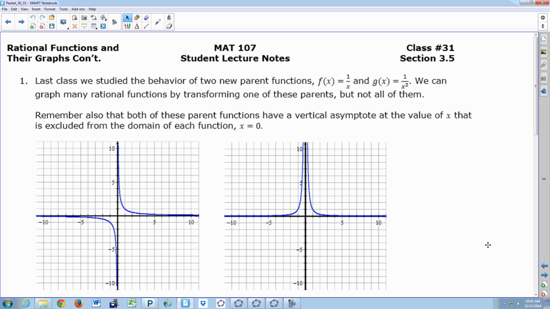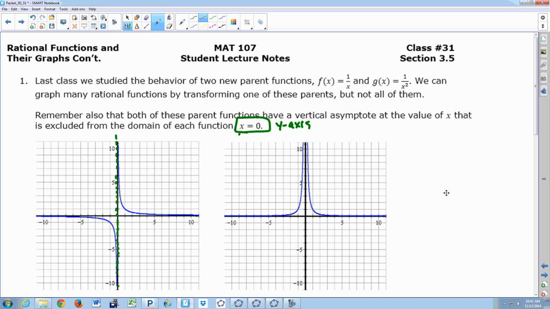So these are the two parent functions we looked at the other day. The reciprocal function is the first function graphed, 1 over x. And then we have the function 1 over x squared. And we noticed that for the vertical line, x equals 0, which is also the same thing as our y-axis, that this is our vertical asymptote. So that y-axis would actually be a dotted vertical line on both of these.